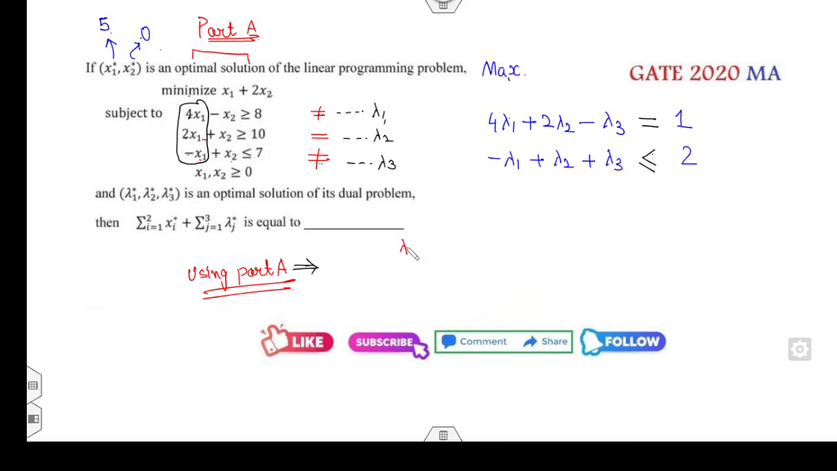Now, once we know lambda 1 is 0 and lambda 3 is 0, you can substitute in the first equation. Lambda 2 is half. So can you get the answer? It's 5 plus 0. This is 0 plus half plus 0. Answer is 5.5, the right answer of the problem.